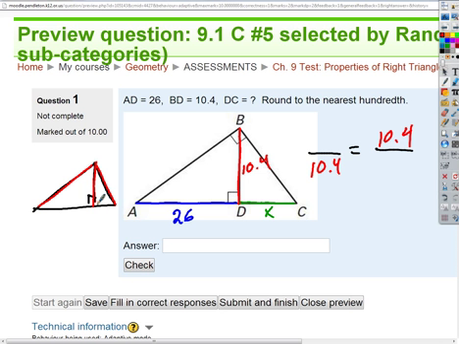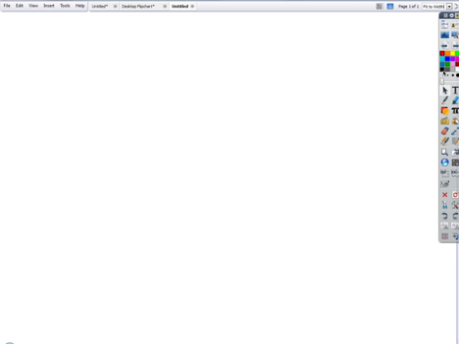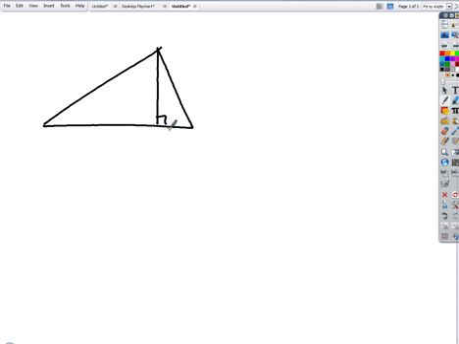Because the altitude, if we look at this picture again, is always going to be the geometric mean of the two pieces of the hypotenuse that it cuts when we drop it down, right? So it's going to cut this hypotenuse into the pieces there and there, right? And so the red is the geometric middle of the blue and the green, right? So that's what an altitude does.